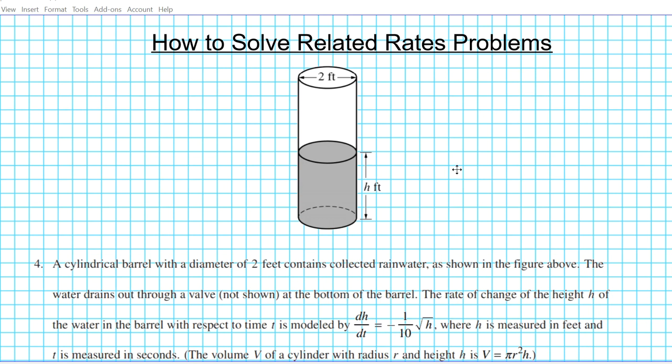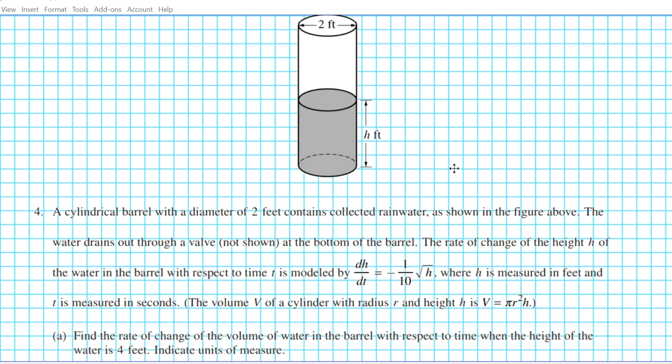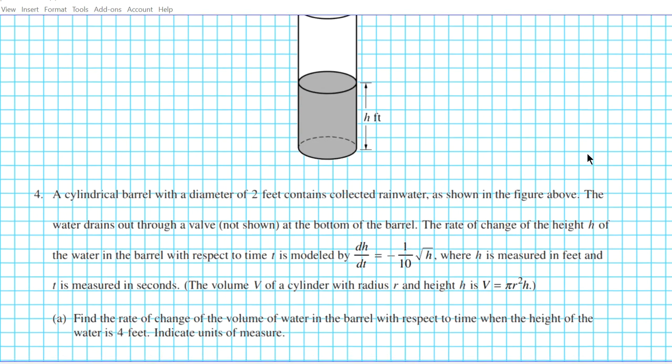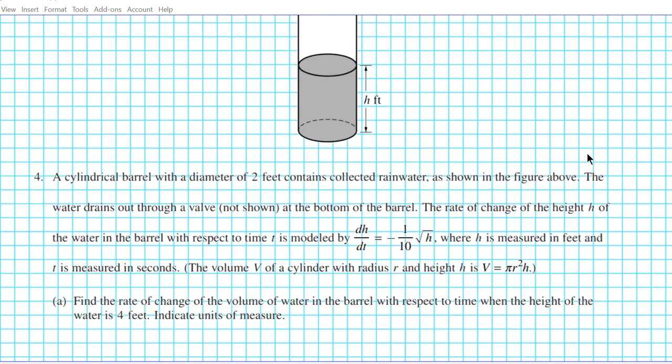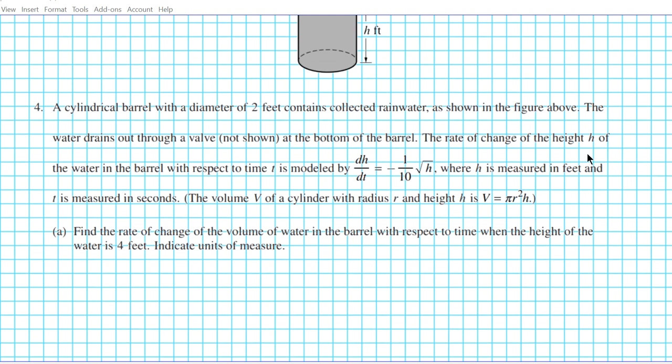So considering this figure right here, question 4 reads, a cylindrical barrel with a diameter of 2 feet contains collected rainwater, as shown in the figure above. The water drains out through a valve not shown at the bottom of the barrel. The rate of change of the height of the water in the barrel with respect to time is modeled by dh/dt equals negative 1/10 root h, where h is measured in feet and t measured in seconds. The volume of the cylinder with a radius r and height h is V equals pi r squared times height.